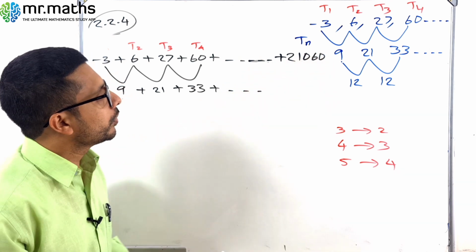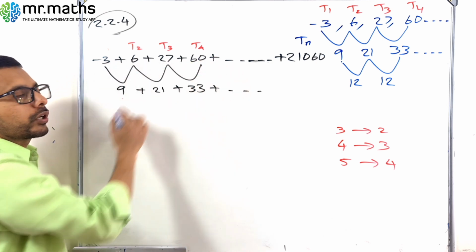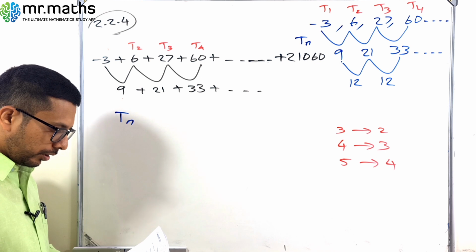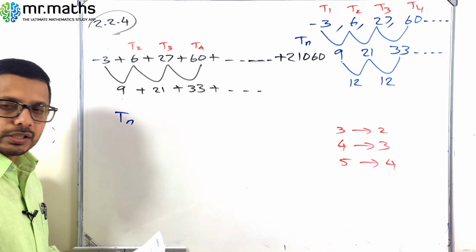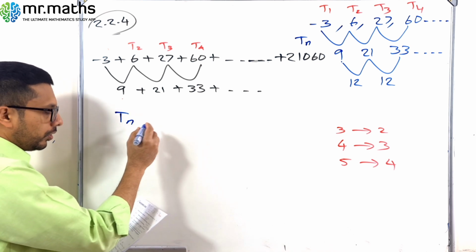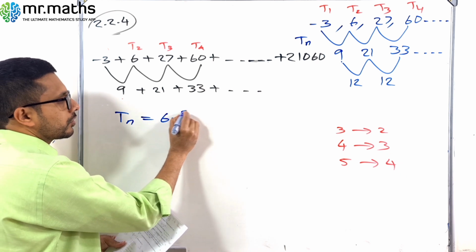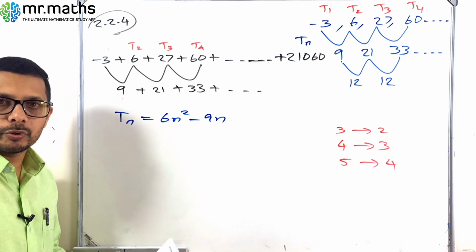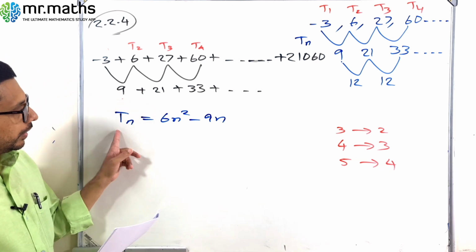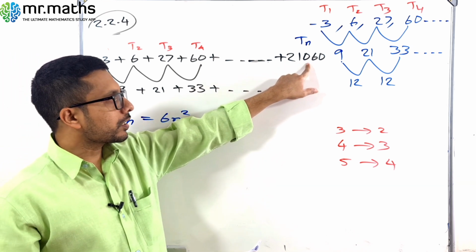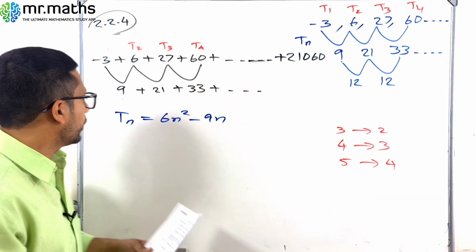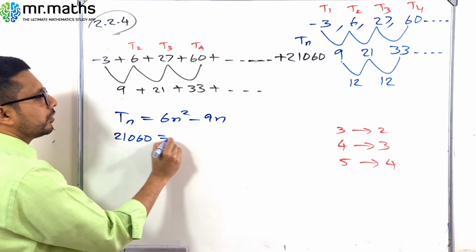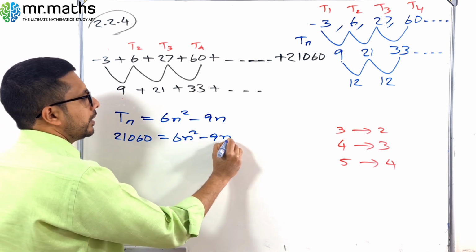You understand, guys? Here we already found a quadratic equation. What is the quadratic equation? In the first question, 2.2.1, what is the quadratic pattern? Tn is equal to 6n square minus 9n. You remember, this is the first question, 2.2.1. So we can call this last term Tn. Tn is equal to 21,060, which is equal to 6n square minus 9n.